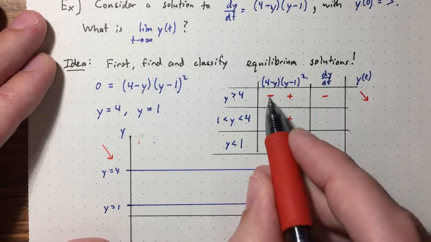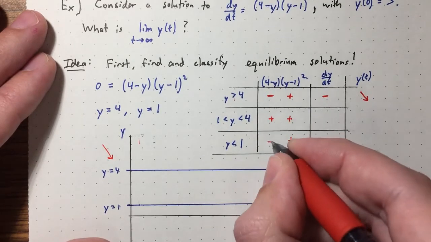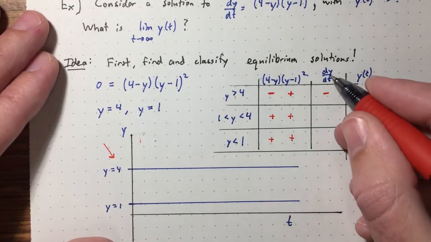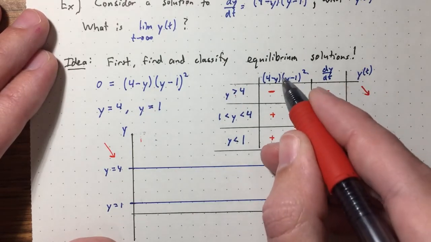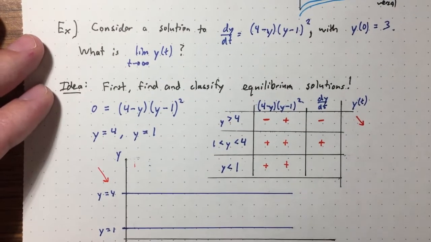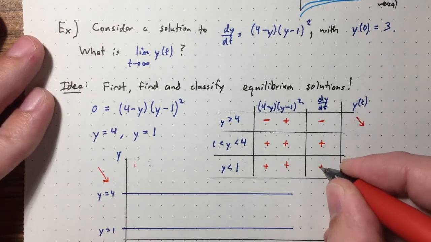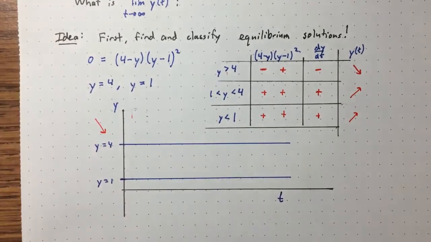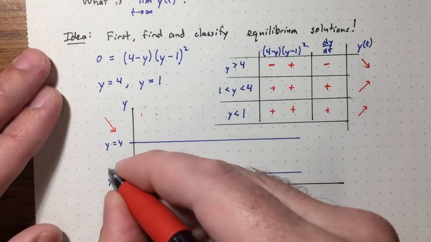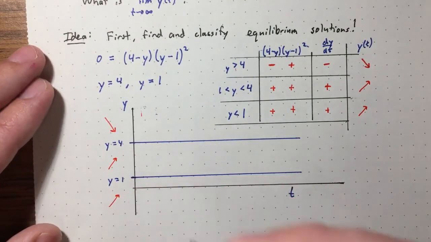Let's just fill this one in too. 4 minus a number less than 1, that's still positive. So positive times a positive is a positive, because we're multiplying them together in the differential equation. So in these two cases, we will be increasing. Okay. So let's draw that here and here.